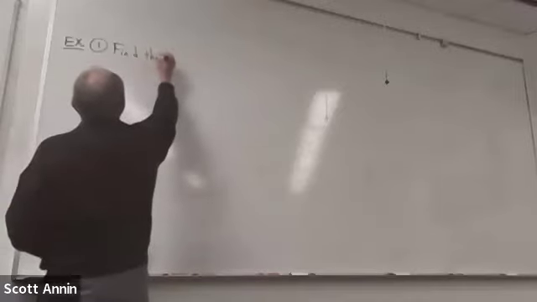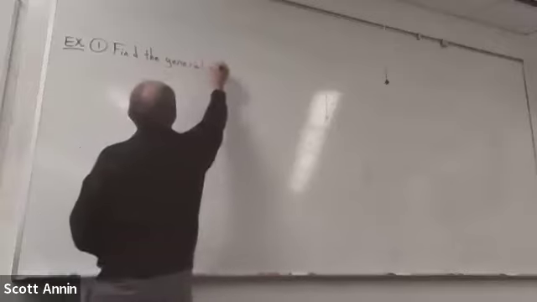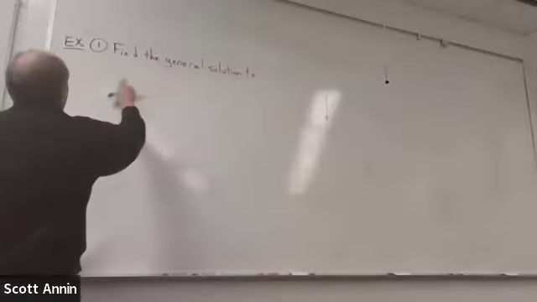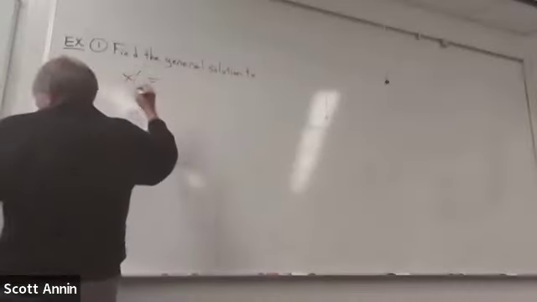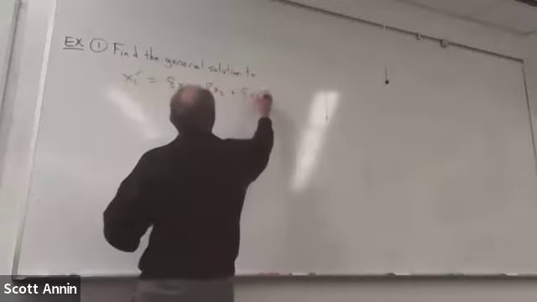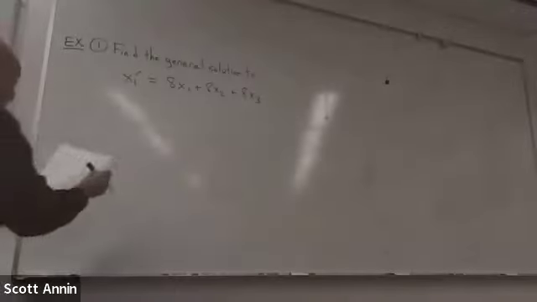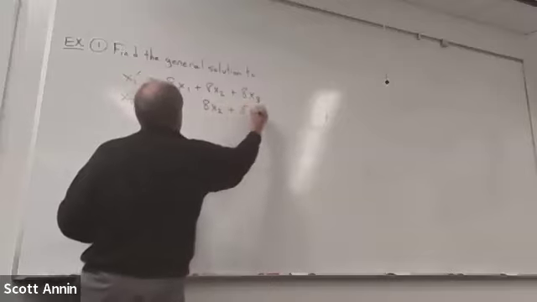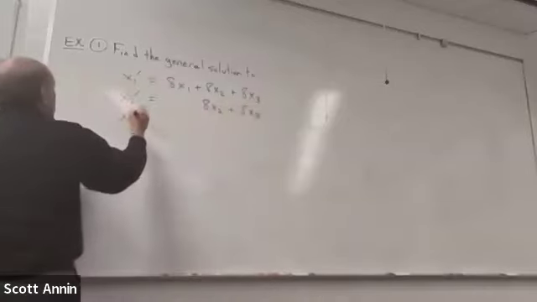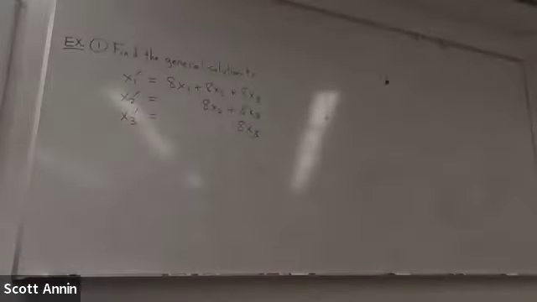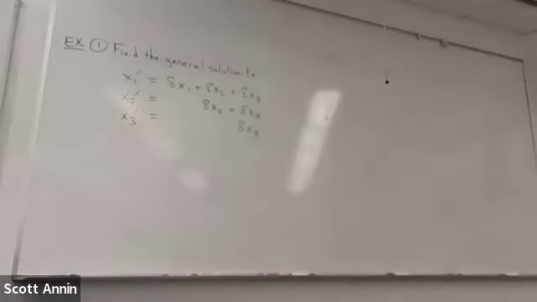Let's find the general solution to, and then I'm going to write it down, x1 prime equals 8x1 plus 8x2 plus 8x3. And then x2 prime is equal to 8x2 plus 8x3. And then x3 prime is going to equal 8x3. We're going to make this our linear system. Ooh, I kind of gave it away already.